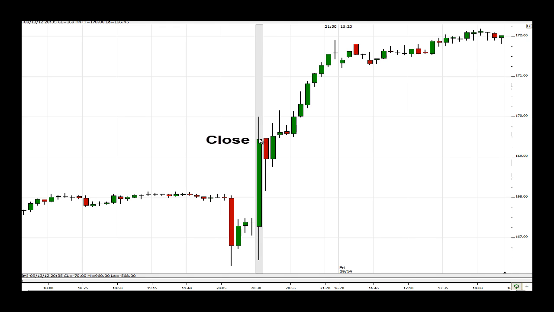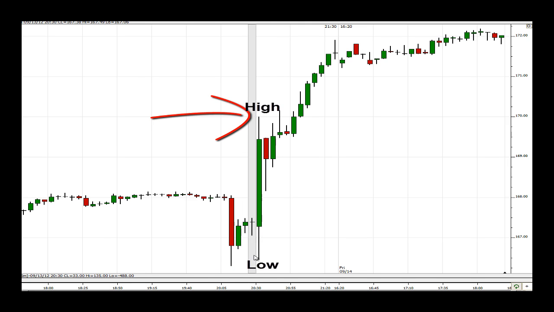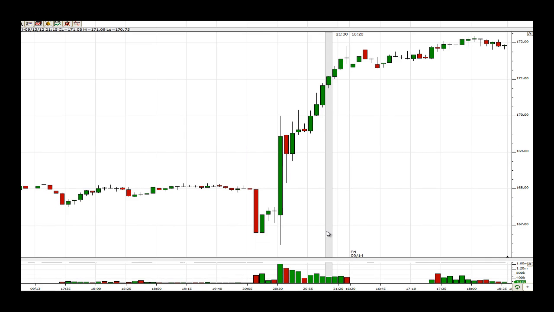5 minutes closed. And now these shadows, these wicks of the candle, right, are what represents the other price action that led to the high and low. So prices opened here, they made some movements in between, they got as low as here, right? And they ended up getting as high as here. So this is the high of the candle, this is the low, this is the open, and this is the close.